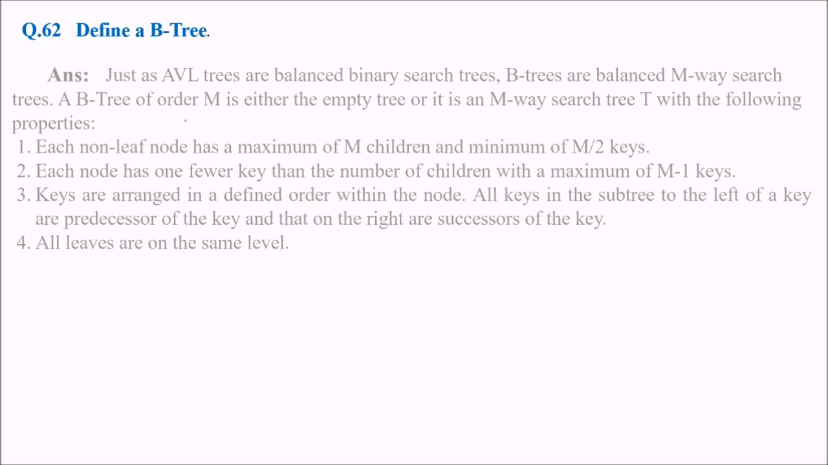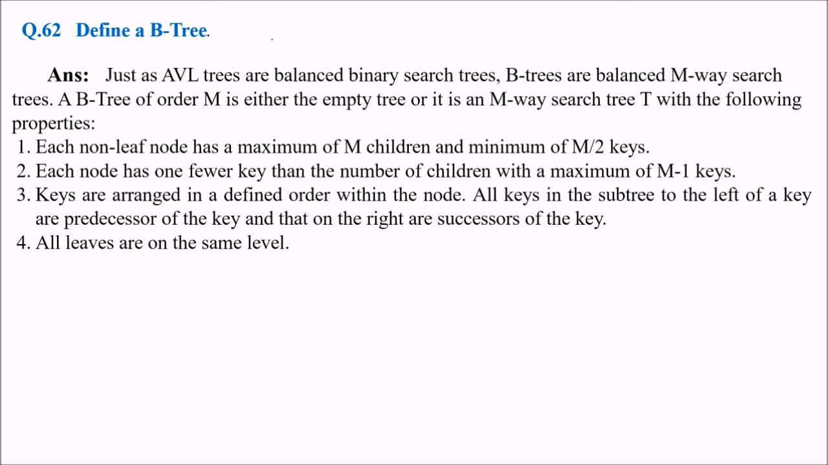Define B tree. B tree is a balanced tree. It is not a binary tree, it is a balanced tree. Just as AVL trees are balanced binary search trees, B trees are balanced M-way trees. Now every node can have M children here. So this is not a BST, but it is an M-way balanced search tree. You can assume it like this.